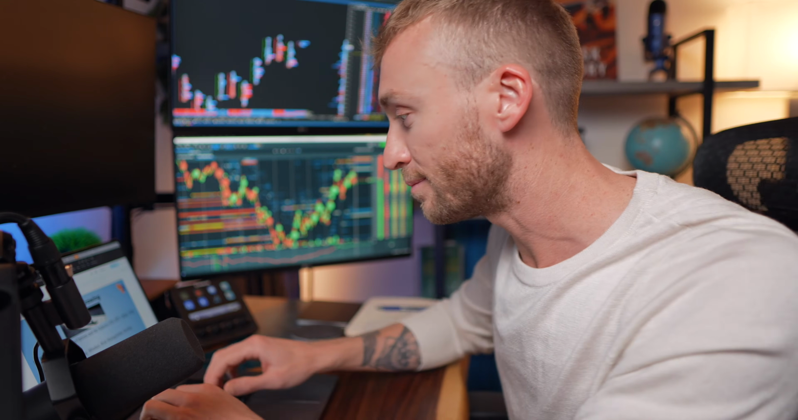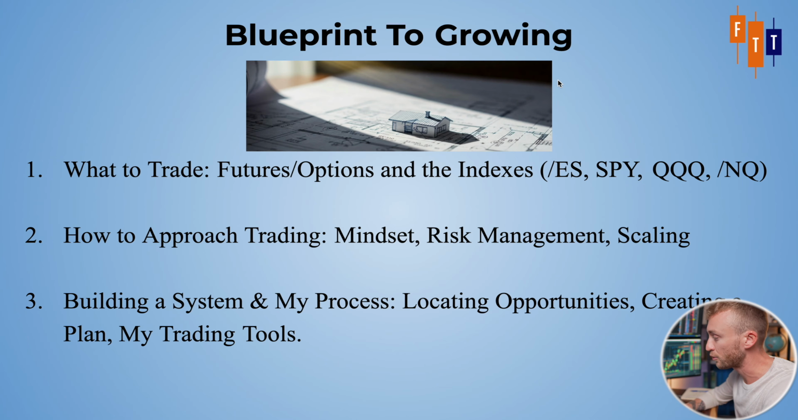Now, let's teach you how to grow your trading account. Let's get into it. All right, so we're gonna go over the blueprint to growing your small account, and this will work for any size of account. If you have a big account, if you're trading on prop firms, this is all gonna apply. It's gonna be really good stuff.